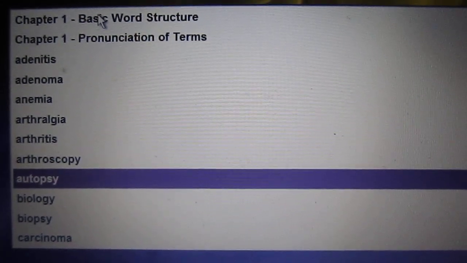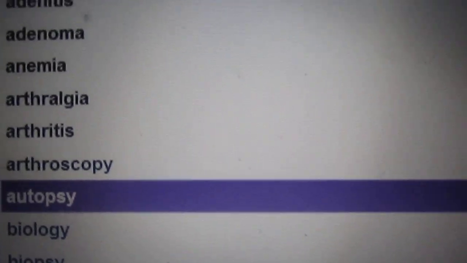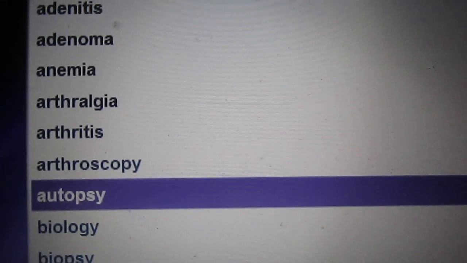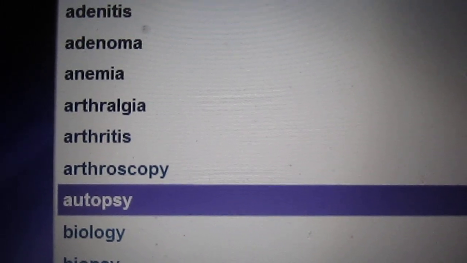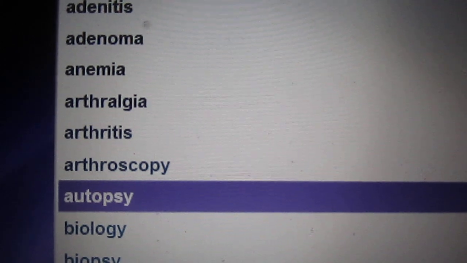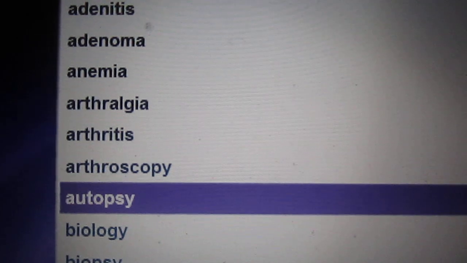Autopsy. The prefix auto, A-U-T-O, means one's own or oneself. The suffix opsy, O-P-S-Y, is the process of viewing. An autopsy is an examination with one's own eyes of a dead body to determine the cause of death.